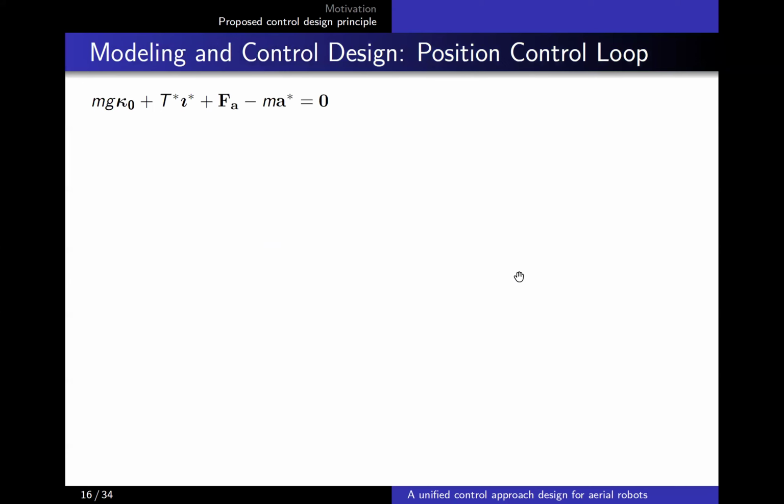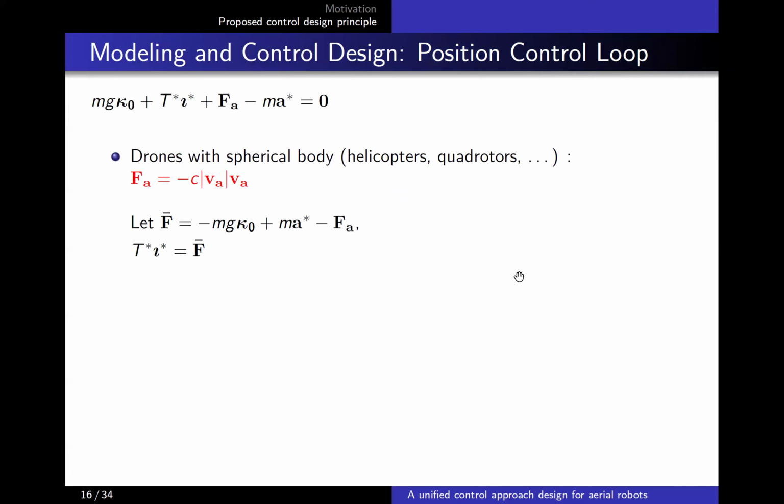When you look at this equation, I try to see when they are equal to 0. I have different cases. The first case is when the drone has just a body drag, like a helicopter. They don't have a structural lift, okay? The lift comes just from the thrust, and the body looks like a sphere, so the force doesn't depend on the orientation. When the force doesn't depend on the orientation, I define F bar, which is equal to this term together. I will have just T star I star is equal to F bar.